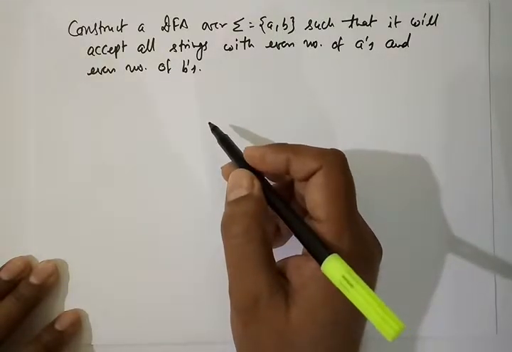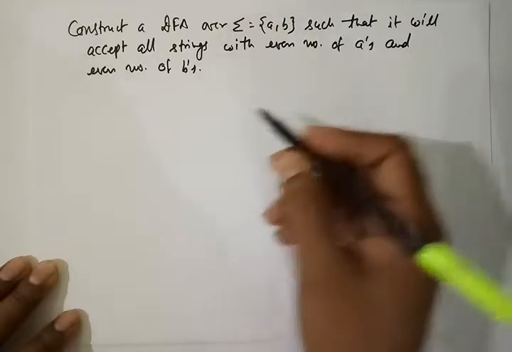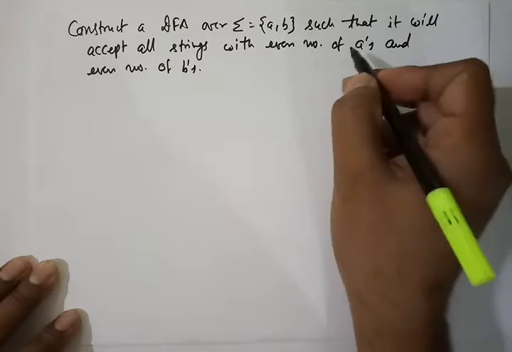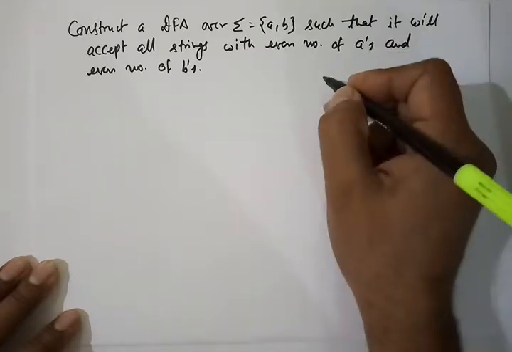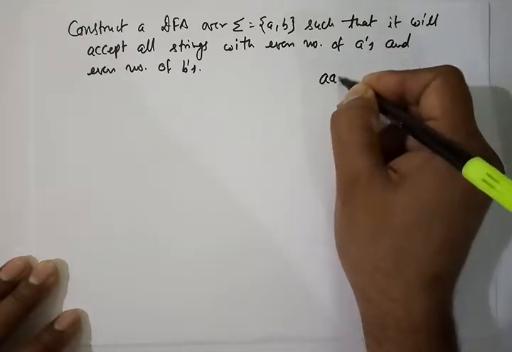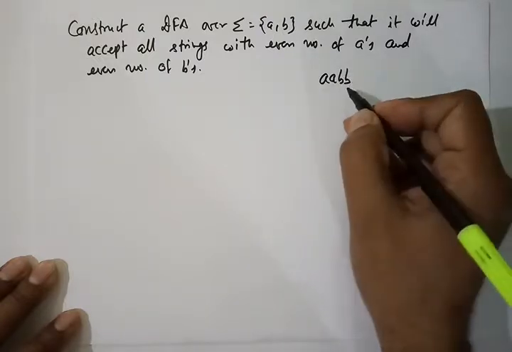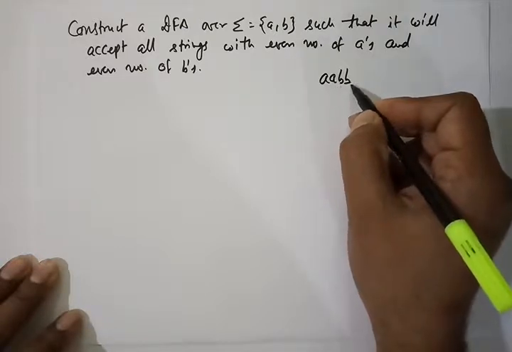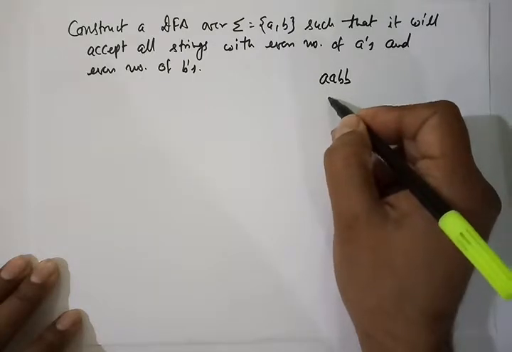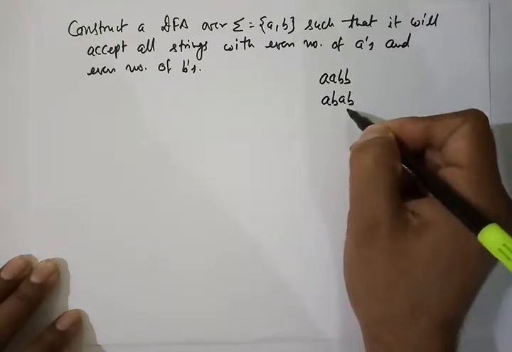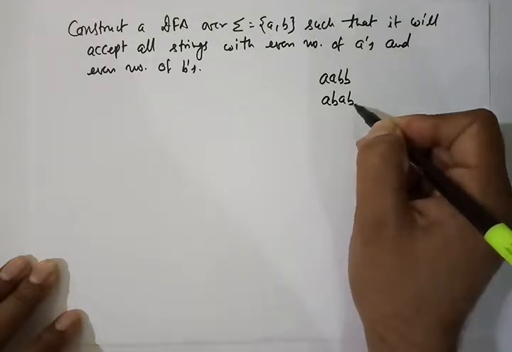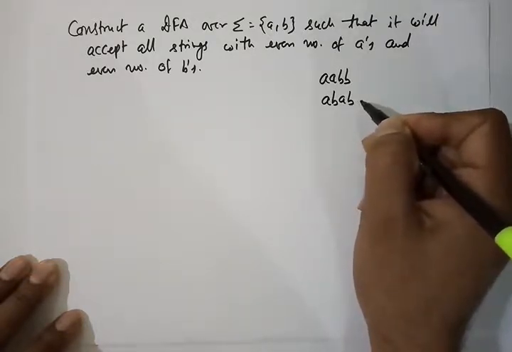So, this is our question for which we are supposed to construct a DFA. Now, how can we proceed? First of all, we take some example strings. The condition is even number of A's and even number of B's. So, ABBA: in the string, number of A's is 2, number of B's is 2. They are even, so it must be accepted. Similarly, AABB: number of A's is 2 and number of B's is also 2, so it should be accepted also.